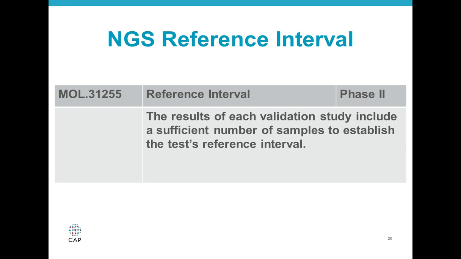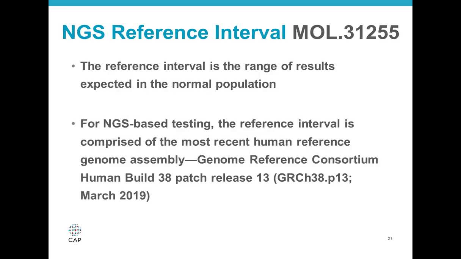The next item from the molecular pathology checklist applicable to next-generation sequencing requires the establishing of a testing reference interval. And since the reference interval is the range of expected results in the normal population, the relevant reference interval for next-generation sequencing-based testing is simply comprised of the most recent human reference genome assembly, which right now, of course, is the Genome Reference Consortium Human Build 38 Patch Release 13, which was last updated in March of 2019.